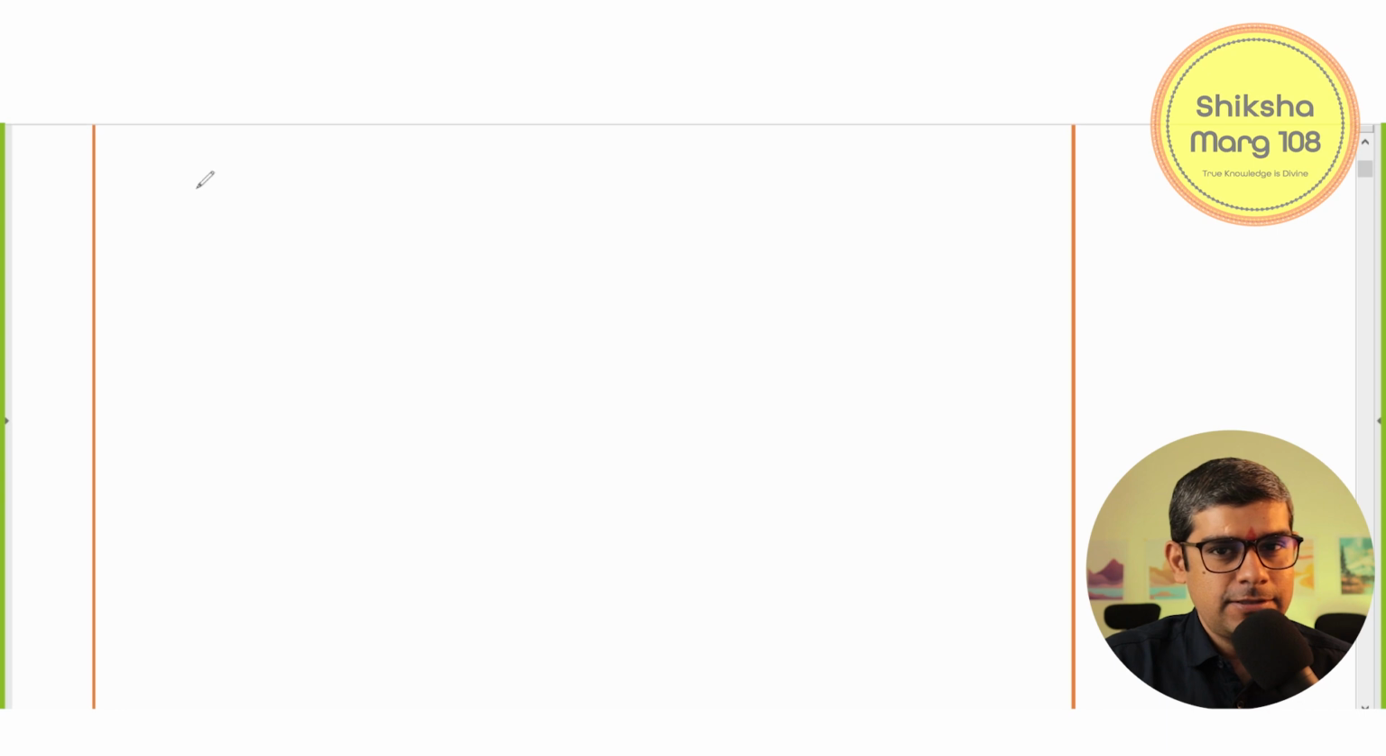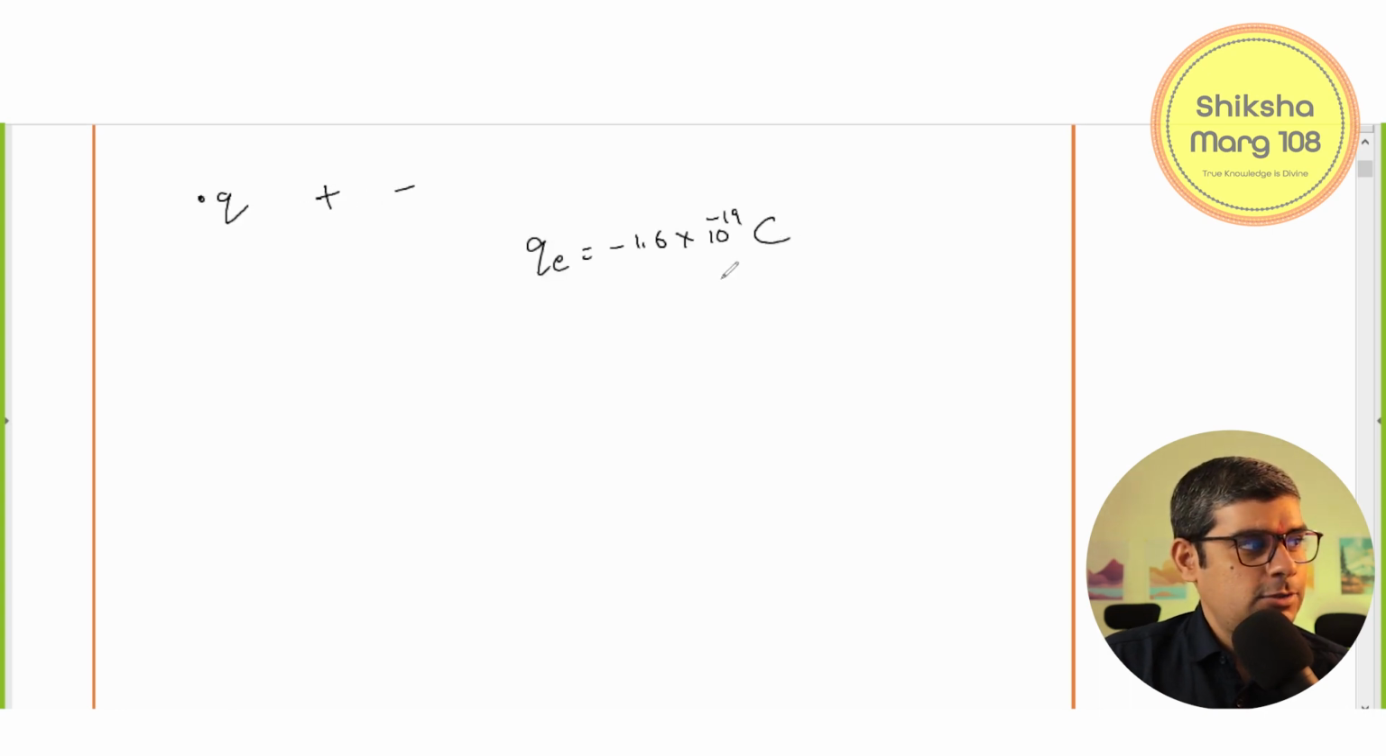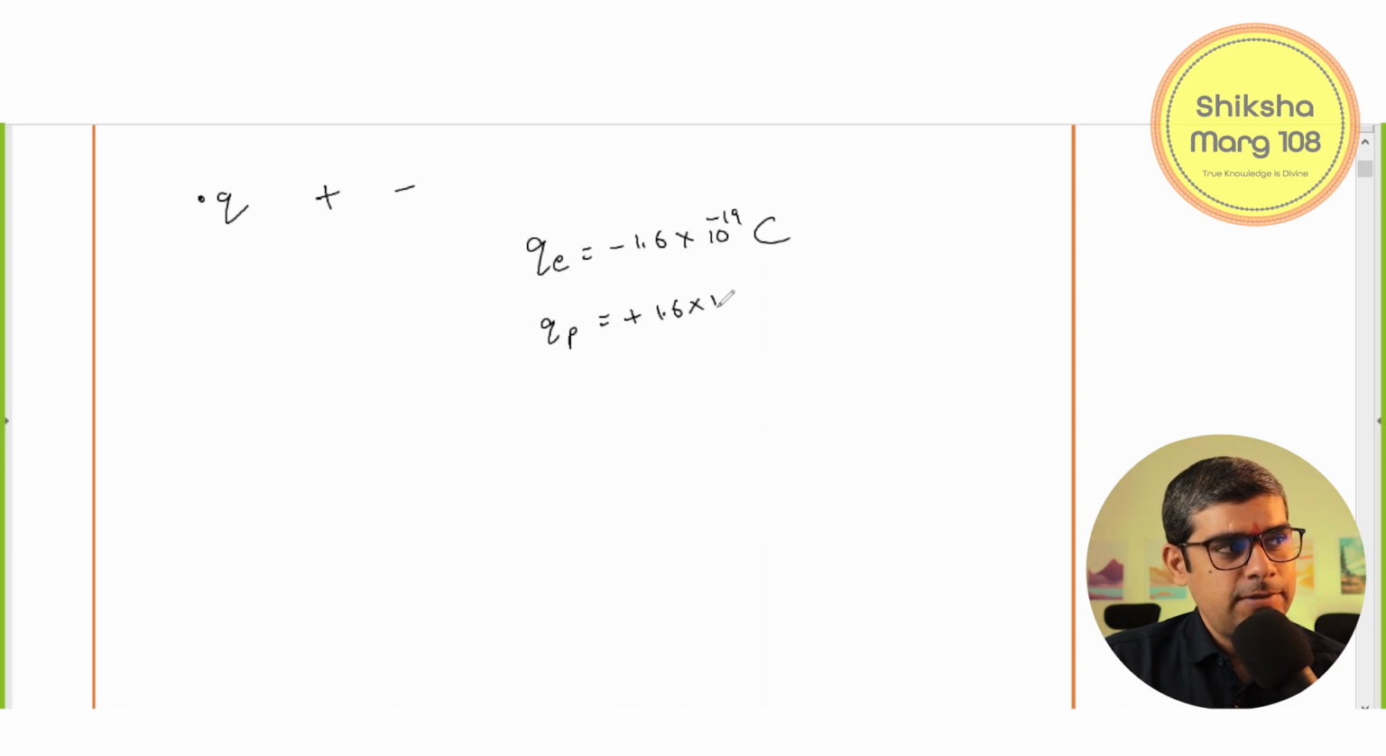So we start off with something called the charge, which is given by the small letter q. Now it can be positive or negative, it doesn't really matter. The charge of an electron is minus 1.6 times 10 raised to minus 19 coulombs. That's an important number that you should remember. The charge of a proton would be the same, but the sign would be changed. So it's going to be positive 1.6 times 10 raised to minus 19 coulombs. So that's something about charge.